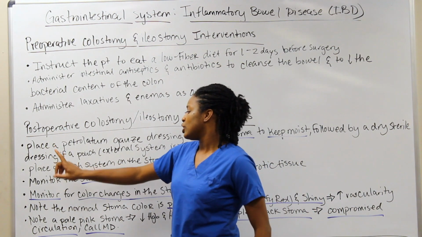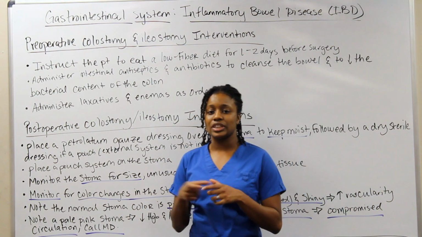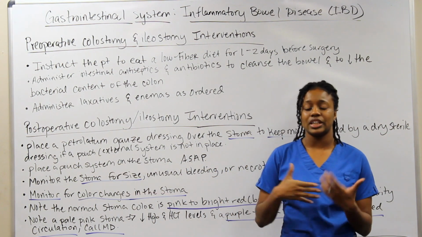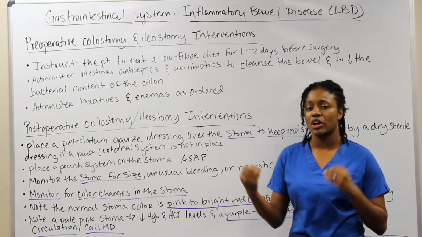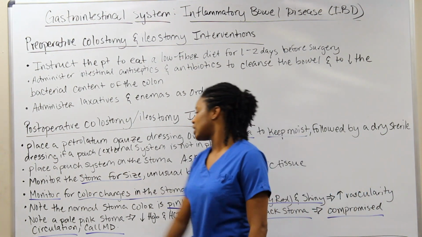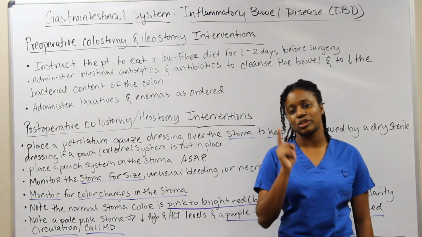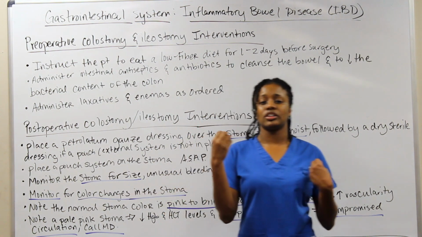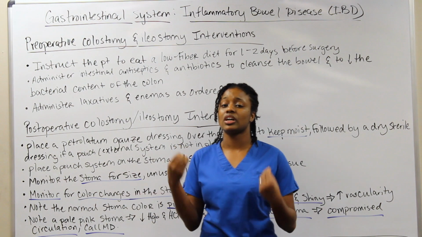So you want to monitor the stoma for size and make sure, is it getting bigger? Because it can be swelling, inflammation, different things. So just make sure that you're monitoring those things, all right? Next up is monitor for color. Color is very important. You like to ask questions about color, all right? The color changes in a stoma. So a stoma will tell you if it's thriving or if it's doing well based on the color.